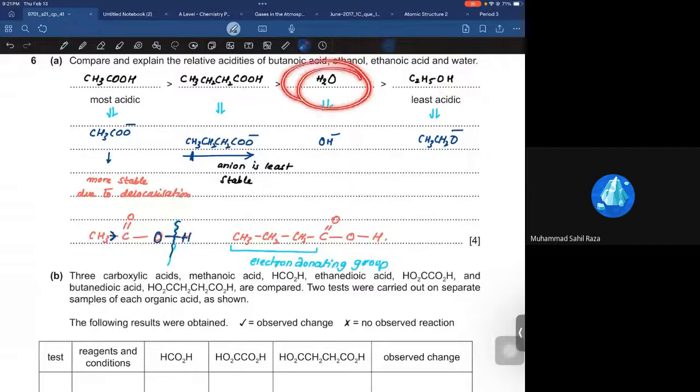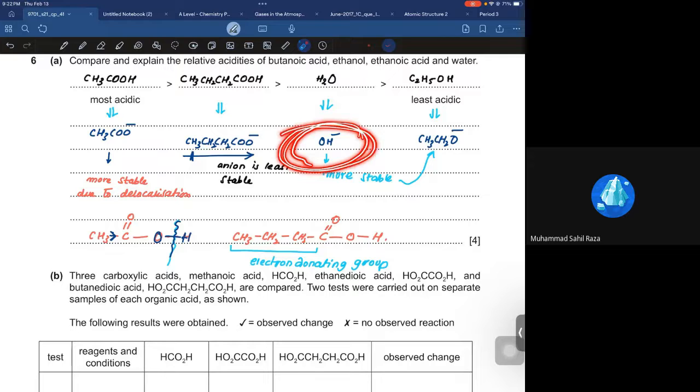So if you have this, this is OH minus. So it's more stable than this. You know why? Because there is no alkyl group before this OH that is creating any type of repulsion. But if you can see this anion, it has a strong repulsion between this electron donating group and this negative charge, which makes this anion less stable. That's the reason this acid is the weakest acid among these all four.